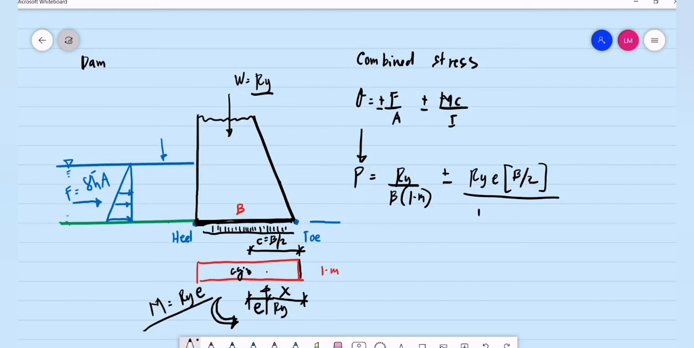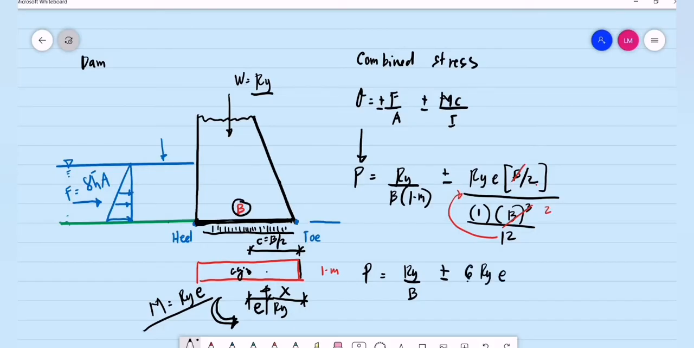our base or the width of our beam, if we are to analyze it as a beam, is 1 meter with a depth of base width B. This is raised to 3 divided by 12. The moment of inertia of a rectangular section. So we have now the pressure at the base equal to Ry divided by B plus or minus. So we are cancelling one of the base. So this will be B squared. Then we bring this 12 in the numerator. That will be 12 divided by 2. That will be equal to 6. This is 6 times Ry times the eccentricity, divided by B squared.